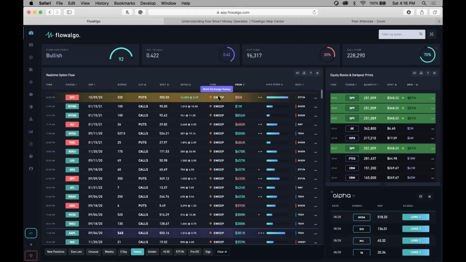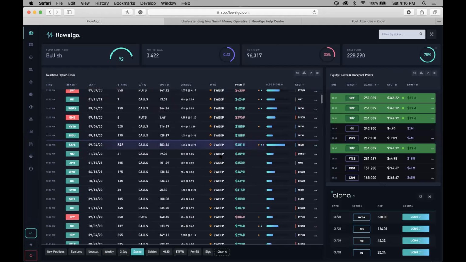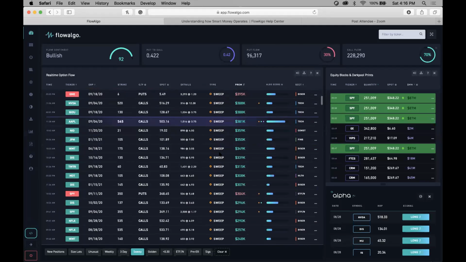So basically a sweep is going to be when they wanted the order fast and they wanted it now. They didn't really want to wait for price to change. They didn't want to try to get a better price. They didn't want to try to get a worse price. They just said, I want my full order and I want it filled now. So you'll see these are people you could think of as eager to be in their position.